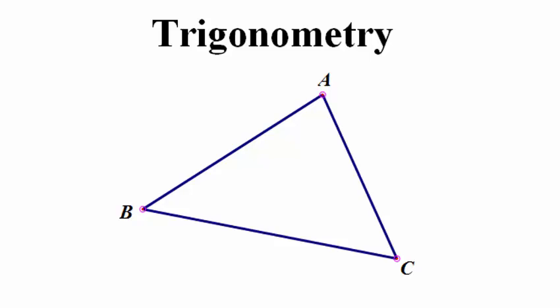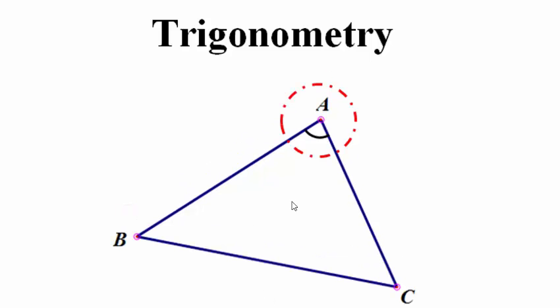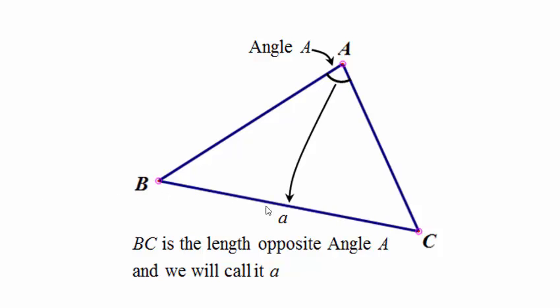Today's lesson will be on the relationship between the angles and the sides of a triangle. Okay, now we have this triangle ABC, and the angle at the vertex A, we'll call it angle A. The length BC, which is opposite angle A that we see in the diagram, we'll call it small a.